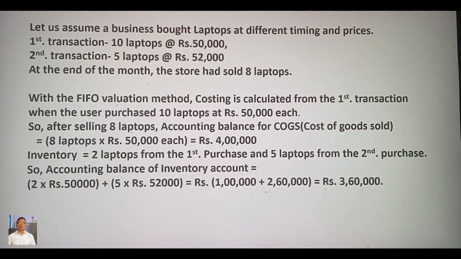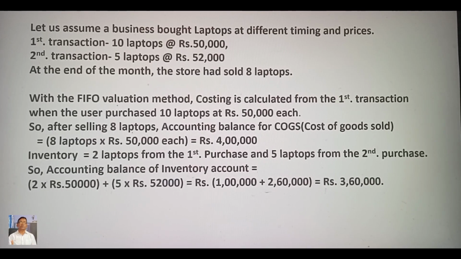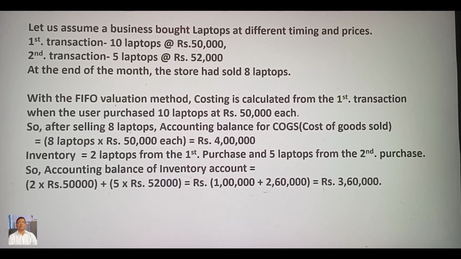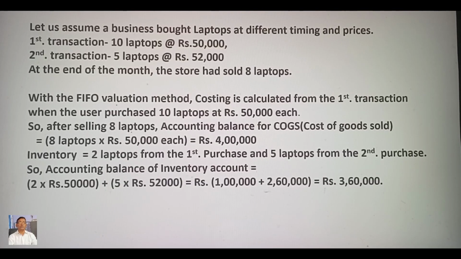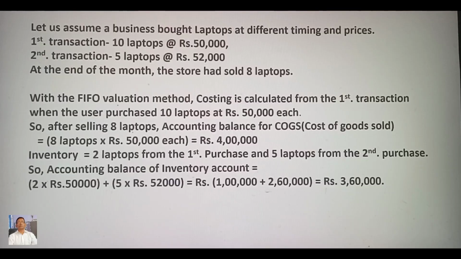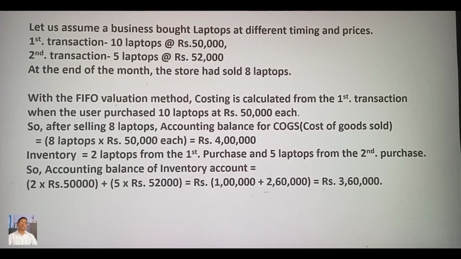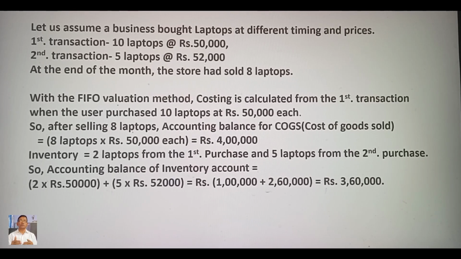With the FIFO valuation method, costing is calculated from the first transaction, when the user purchased 10 laptops at rupees 50,000 each. So, after selling 8 laptops, accounting balance for COGS, cost of goods sold, is equal to 8 laptops into rupees 50,000 each, which is equal to rupees 4 lakh.